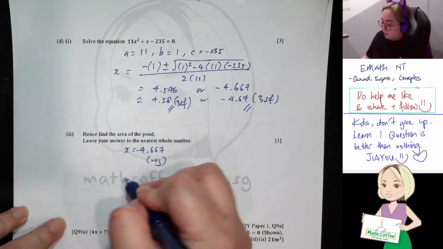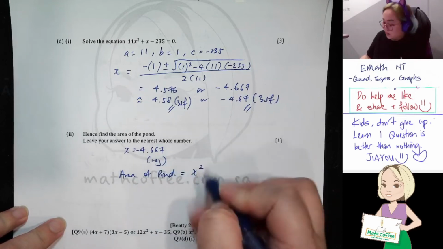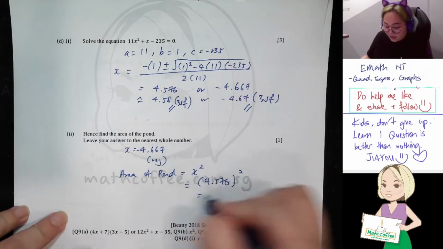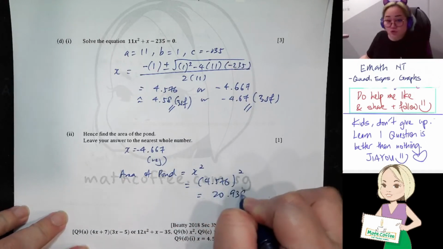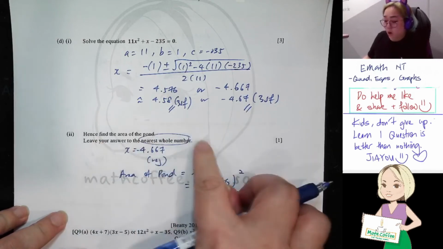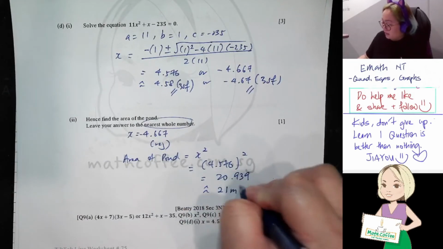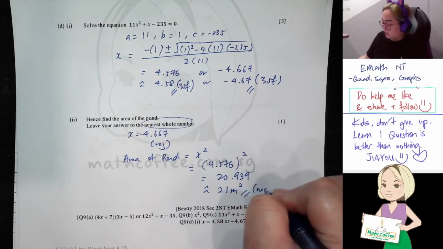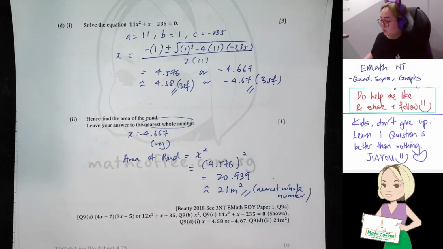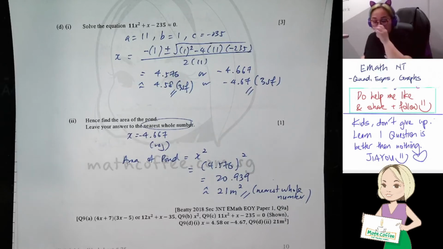So the area of the pond, just now in front, we already have, that is x squared. So I'm going to use 4.576 squared, and that will give us 20.939. This time round, they tell us to leave your answer to the nearest whole number, and in this case, it will be 21. So area, so it's meter squared. You can just put this is nearest whole number. Okay, so this is how you solve word problems with a quadratic equation.